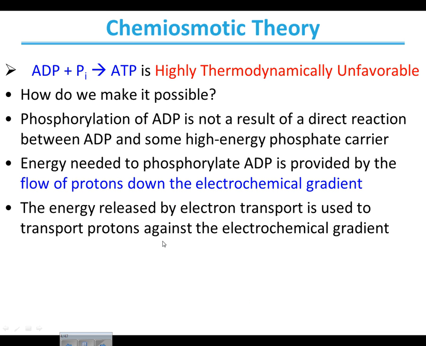To describe the production of ATP, we need to discuss the Chemiosmotic Theory. In this theory, we are going to have the flow of protons moving down an electrochemical gradient, giving us some work, some energy to produce the ATP that we're trying to get.